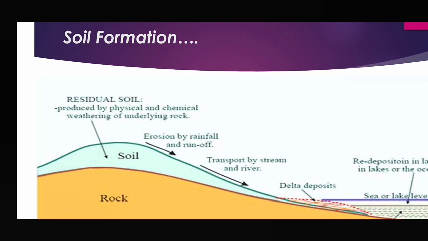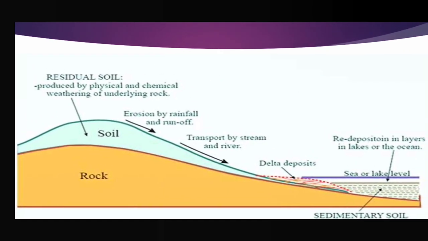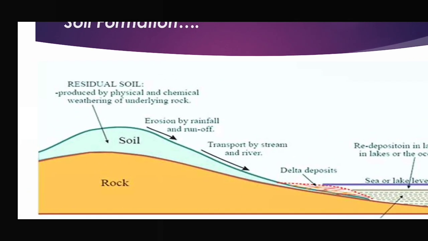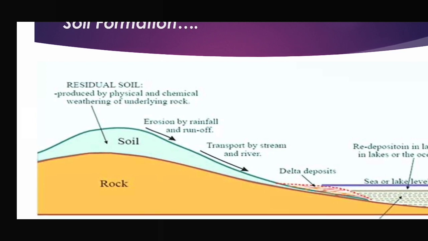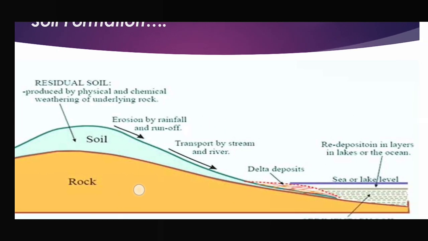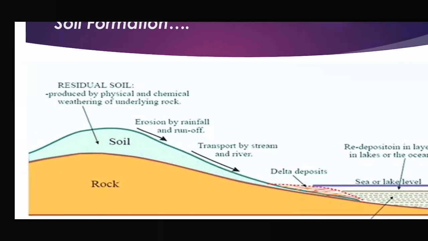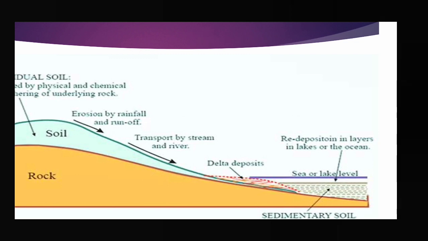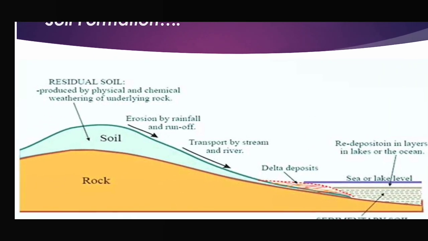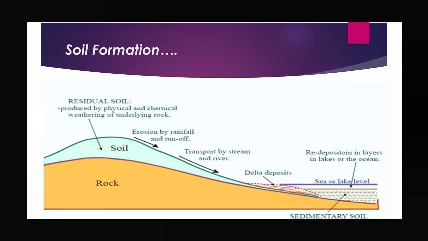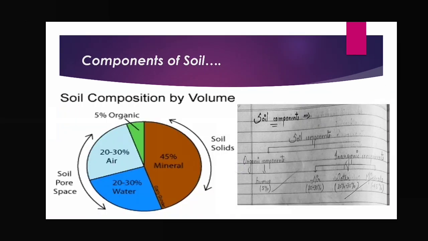So here another diagram is given. Here you can see this yellow colored portion is rock, it is the parent rock. From this rock soil is formed. There are 2 types of soil. Here also soil is formed, here in this place also soil is formed, here also soil is formed. There you can see, here I have already discussed. Now come to the next.